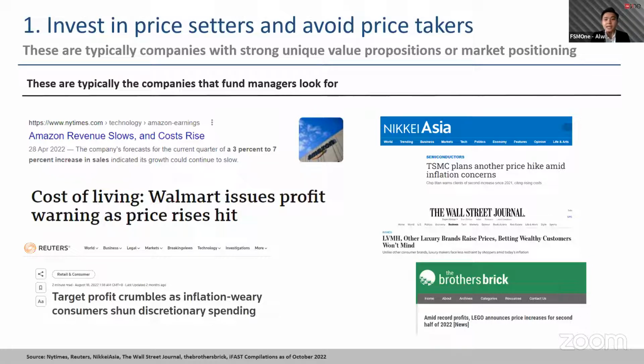On the other side, we advise to avoid price takers. So who are price takers? Price takers are companies that don't have such strong pricing power, for example, wholesalers such as Amazon, Walmart, and Target, which issued profit warnings because they face higher input costs. So in short, we advise investors to try to find price setters and avoid price takers in this high inflation, high interest rate environment.